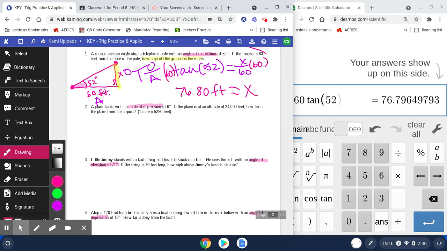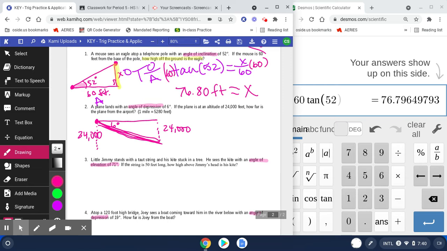Okay, let's look at the second one. This is an angle of depression of 6. So a plane lands with an angle of depression of 6 degrees. If the plane is at an altitude of 24,000 feet, so picture this plane up here. He's at 24,000 feet. How far is the plane from the airport? So they want this missing hypotenuse. And so this 24,000 could go on either side. There's a couple ways to solve this one.